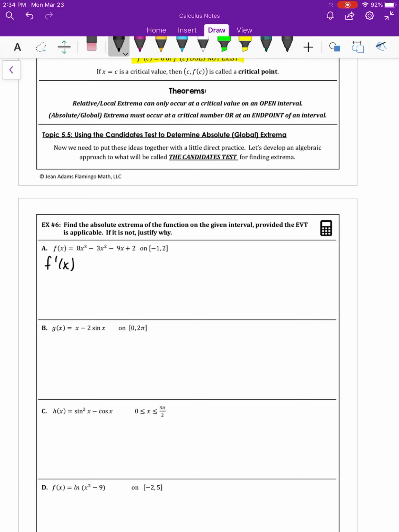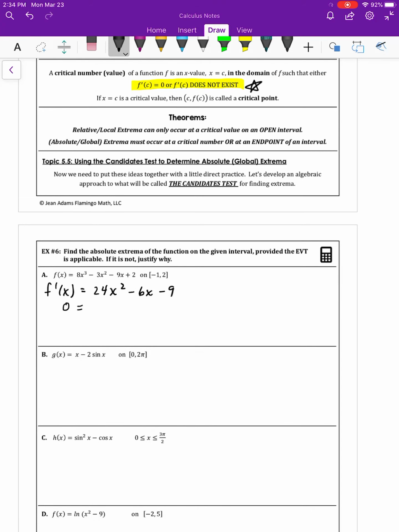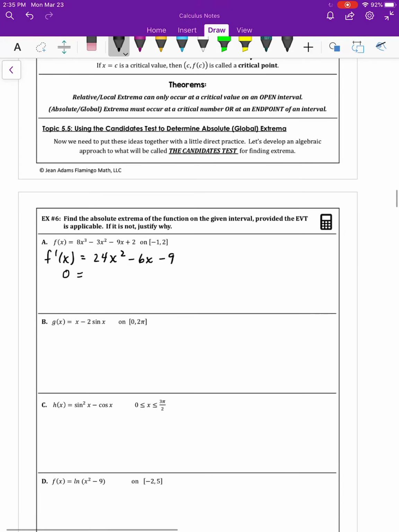So what we're going to do is first take our derivative. And so our derivative here is going to be 24x squared minus 6x minus 9. And then we want to think about how we can set this equal to 0 and find what makes it 0. Because I know there's nothing that makes it not exist, but remember, we're looking for where the derivative is 0 or does not exist. Okay, so we're going to focus on where it's 0.